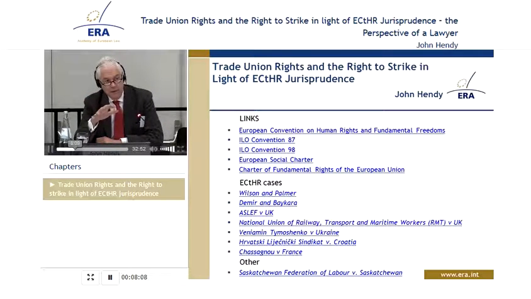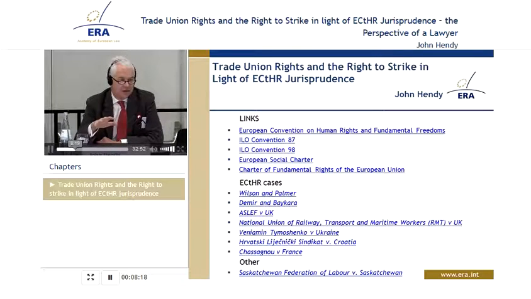It's soft law still, in the sense that you cannot enforce directly a decision of the ILO Committee on Freedom of Association, for example. But it's not as soft as it was after the decision in Demir and Baykara, because those principles now may be taken into account by the European Court of Human Rights and therefore directly enforced against a member state.